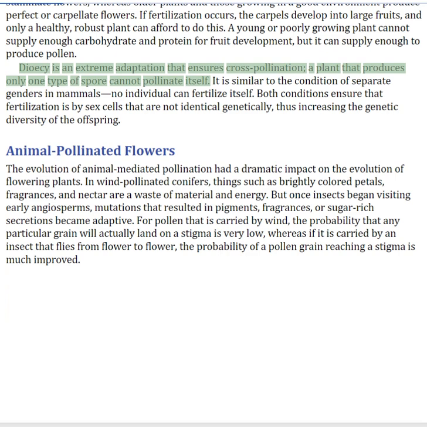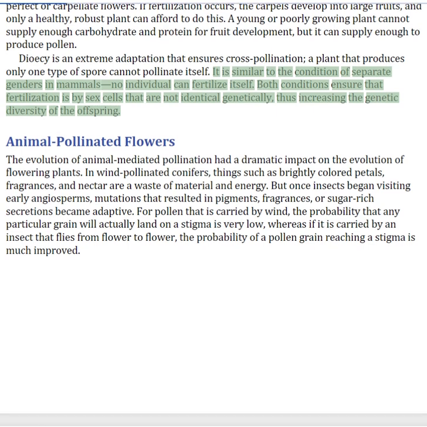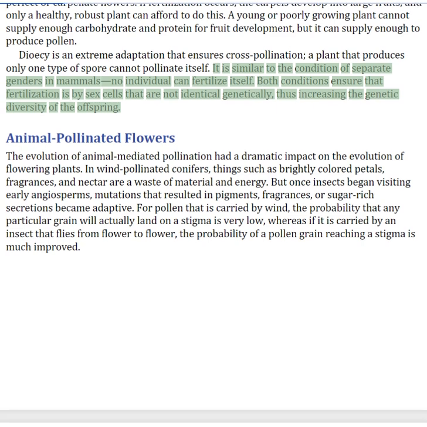Dioecy is an extreme adaptation that ensures cross-pollination. A plant that produces only one type of spore cannot pollinate itself. It is similar to the condition of separate genders in mammals. No individual can fertilize itself. Both conditions ensure that fertilization is by sex cells that are not identical genetically, thus increasing the genetic diversity of the offspring.